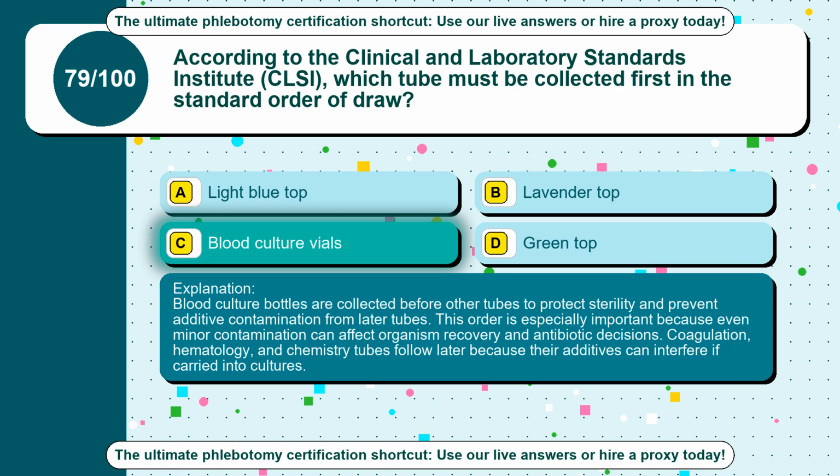This order is especially important because even minor contamination can affect organism recovery and antibiotic decisions. Coagulation, hematology, and chemistry tubes follow later because their additives can interfere if carried into cultures.